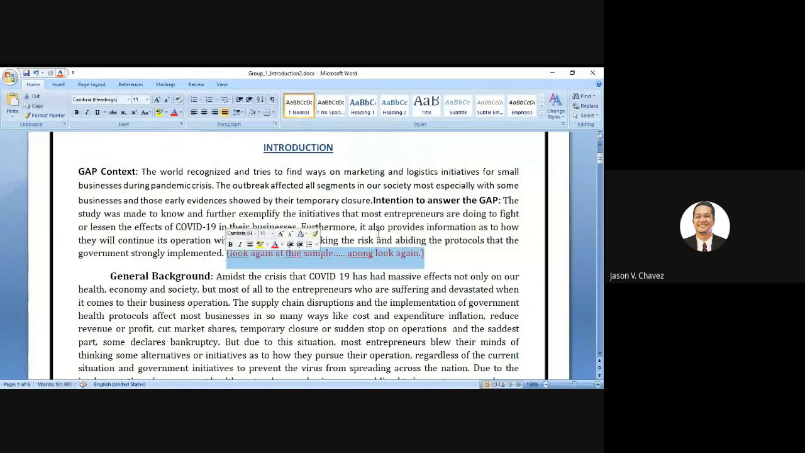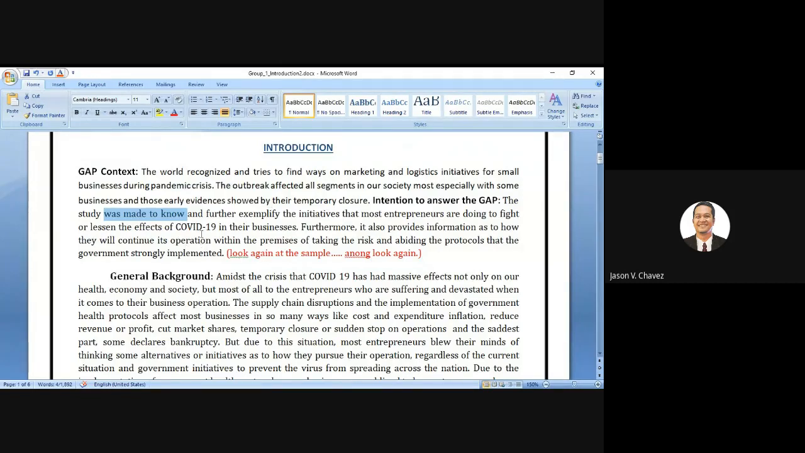I think I have questions. Wait lang. I have questions with regards to the intention of the gap. When you talk about intention of the gap, it talks about what your study wants to do, no? Or maybe this is just a grammatical issue. You can easily say the study intends or attempts to examine, attempts to investigate, attempts to find out. So you simplify your words, no? You don't have to be very, very wordy, no?